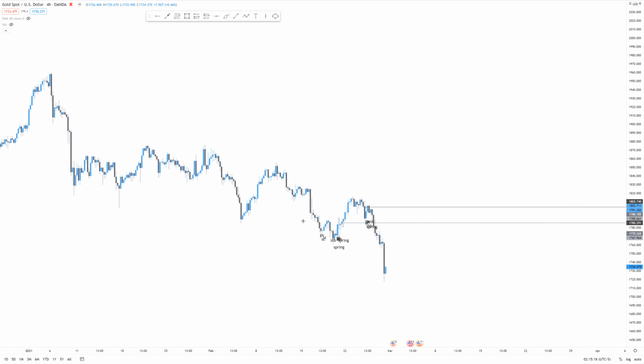Matter of fact, I took it long to right about here, or attempted to on my first schematic. It didn't play out completely like that, but there was a smaller time frame schematic that I did take an even greater counter trend move on.